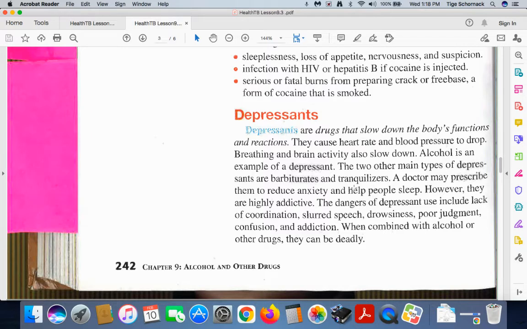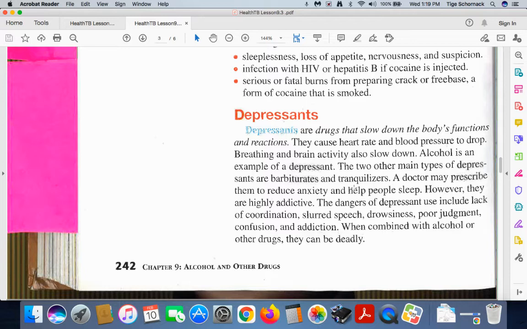Depressants. Depressants are drugs that slow down the body's functions and reactions. They cause the heart rate and blood pressure to drop. Breathing and brain activity also slow down. Alcohol is an example of a depressant. The two other main types of depressants are barbiturates and tranquilizers.